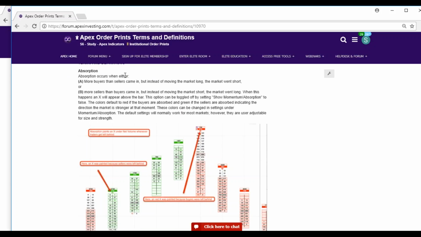Absorption occurs when more buyers than sellers came in, but instead of the market moving long, the market went short. What do you expect when a lot of buyers come in and there's a push in buyers? You expect the market to go up, right? But if that push of buyers comes in and they get rejected, they get left up there, and the sellers kind of absorb them all and the market goes down, you'd kind of like to know that, right?